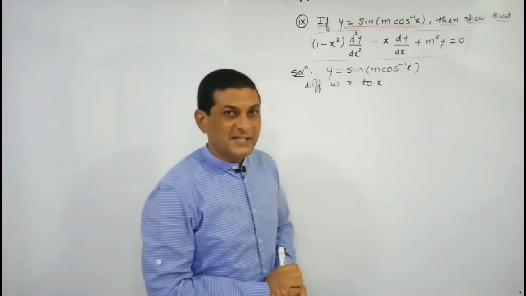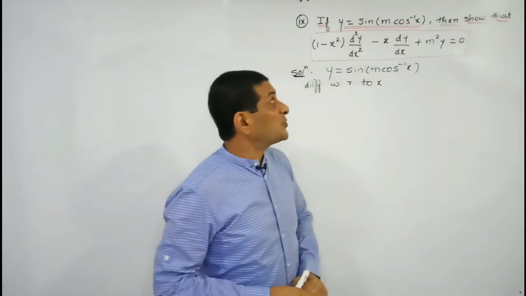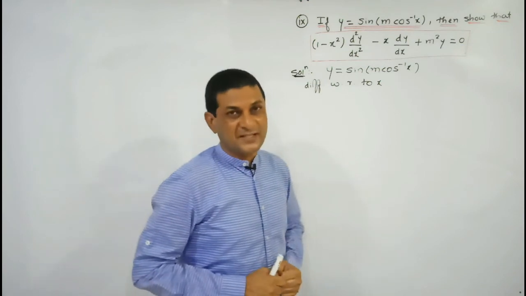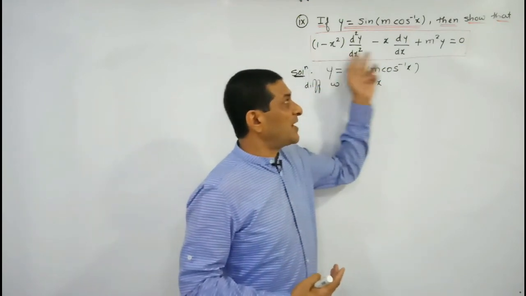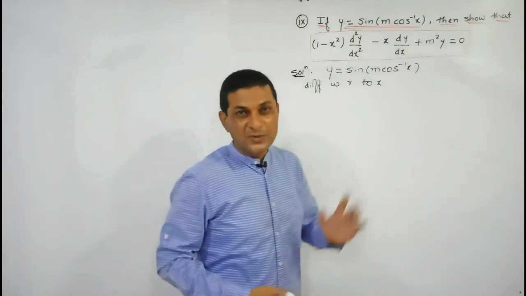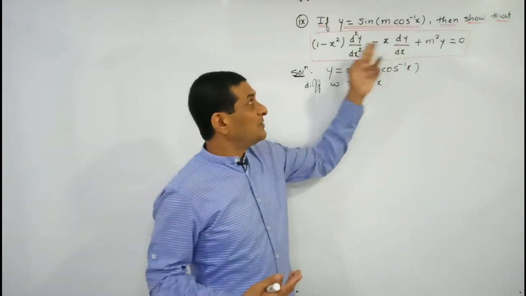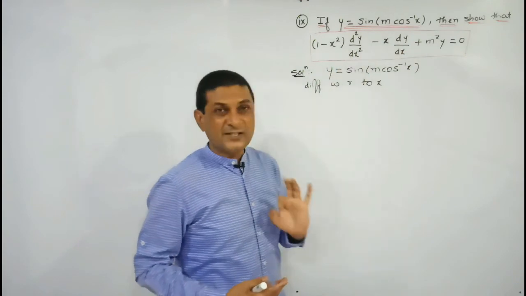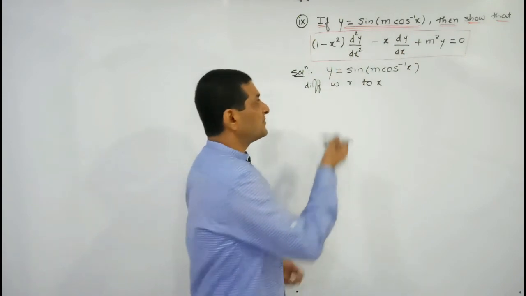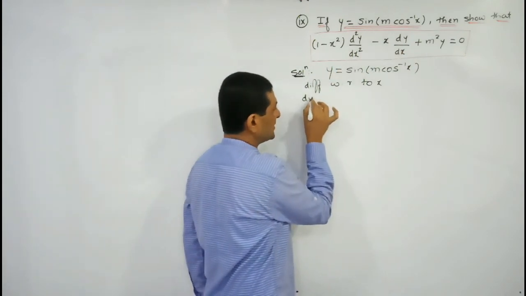Now see, in the 9th example, the given function is y = sin(m cos⁻¹ x), and here also we have to show that the value of this expression is 0. So we have considered the given function, again we are differentiating it, and we are trying to find the first order and the second order derivative also.